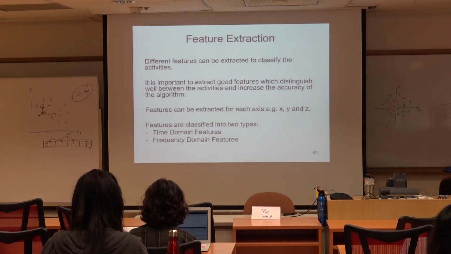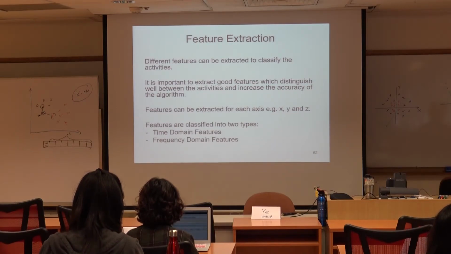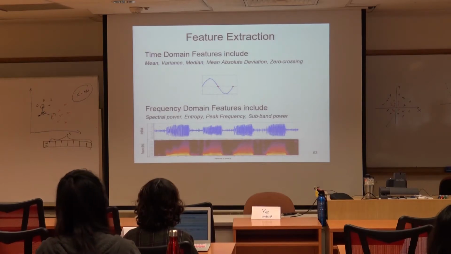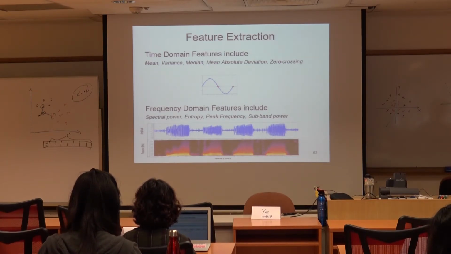Okay. So about feature extraction, you can have time domain features and frequency domain features. Time domain features include means, variance, medians, zero crossing, and so on. Frequency domain features include spectral power, entropy, peak frequency, subband power, and so on.